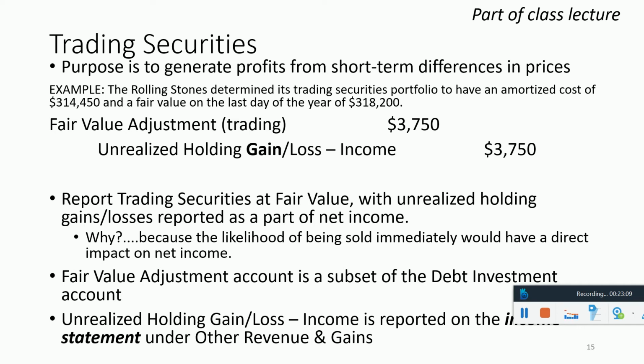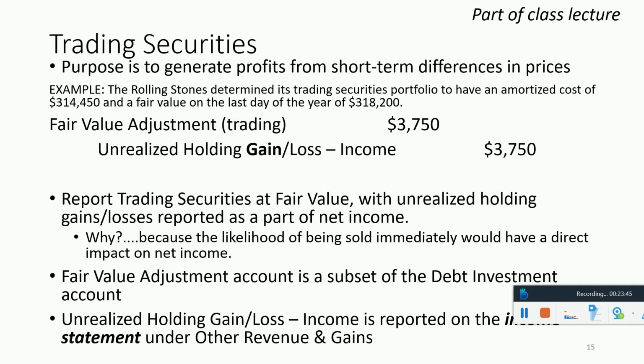Our adjustment is going to be a debit to the fair value adjustment in parentheses trading. Recall that that is similar to a debt investment account. So we're increasing the value of our investment, and the offset is going to be a credit to unrealized holding gain or loss, but instead of dash equity, this is going to be dash income, and the reason that it's dash income is because it's actually going to be recorded on the income statement.